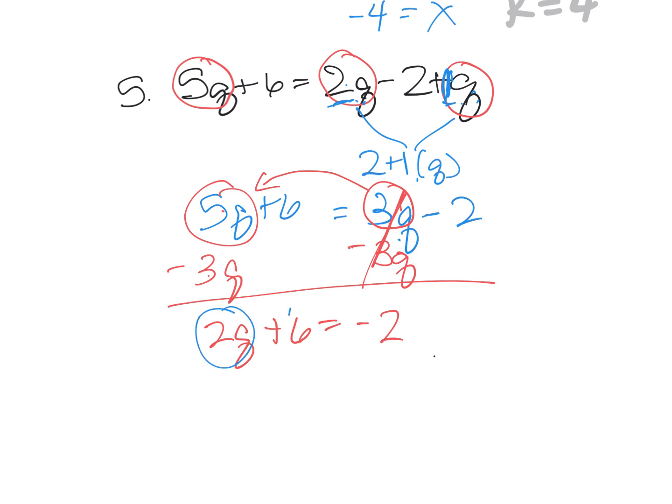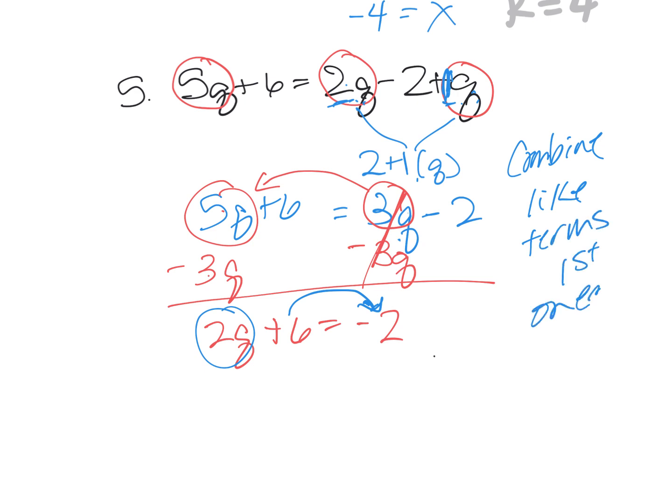Now I can get q by itself. Remember, we want to combine like terms first on each side. Okay, don't forget to do that.